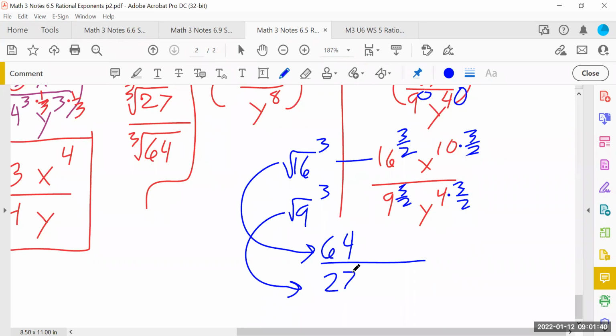Okay. So now I have to deal with the variables. So I just took the square root of those 2 and then cubed them. The variables, 10 times 3 would be 30, divided by 2. 30 divided by 2 is 15. So we have x to the 15th power. On the bottom, 4 times 3 is 12, divided by 2 is 6. There is my answer, 64 x to the 15th, 27 y to the 6th.